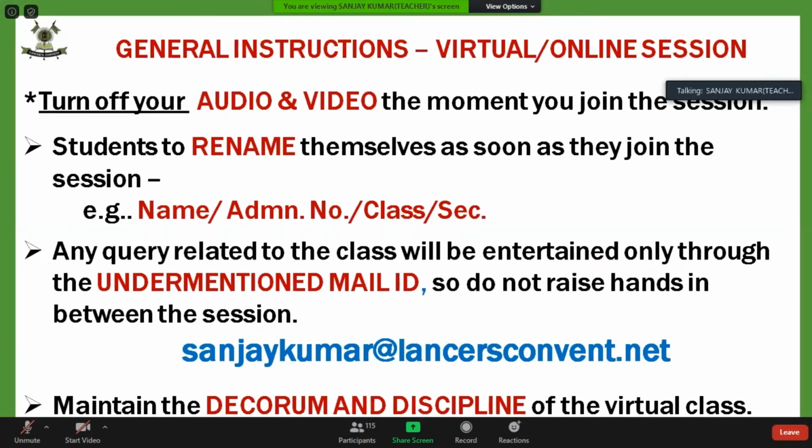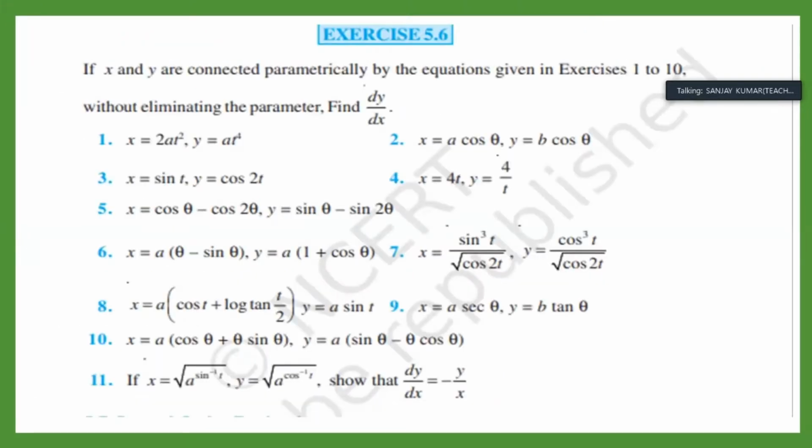Okay. So today we start the parametric form. The parametric form, the section is 5.6 in your book. What is the parameter? First we study what is the parameter, and why we say it is a parametric form.